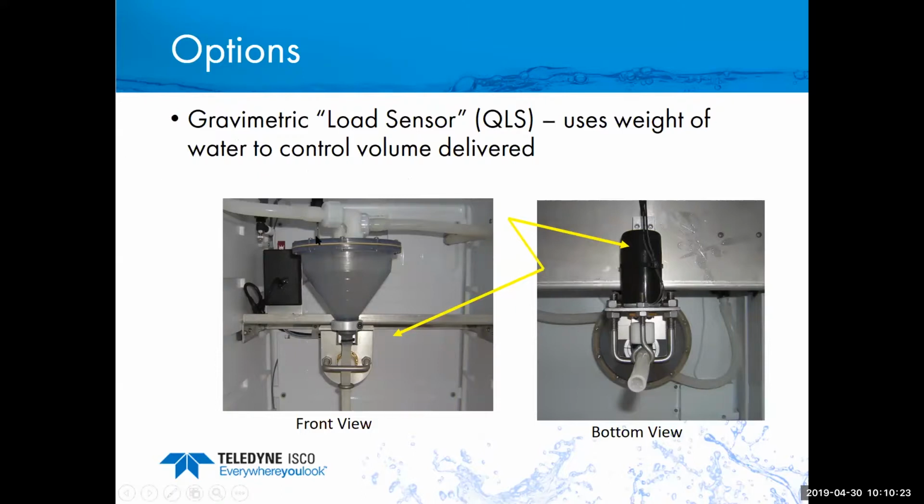This is the front view of the actual sample chamber inside one of our refrigerated units. Sample chamber here, right here is the pinch valve, and in behind here is the actual load sensor. Here's a bottom view. This is looking up. This is the actual pinch valve in here. The load sensor is actually above that.